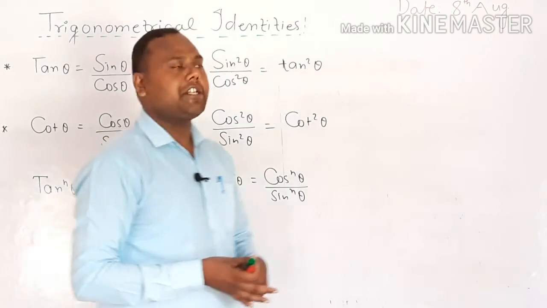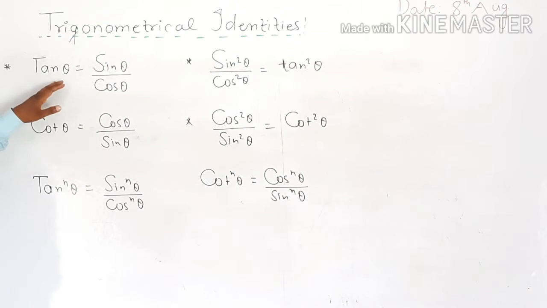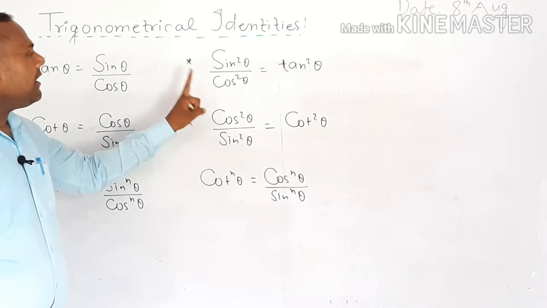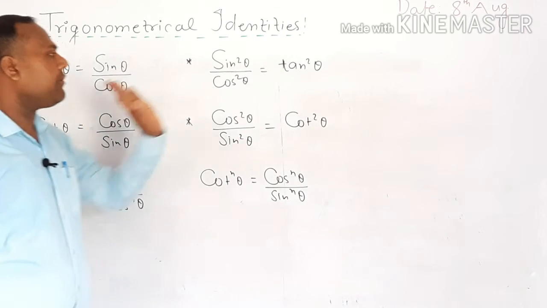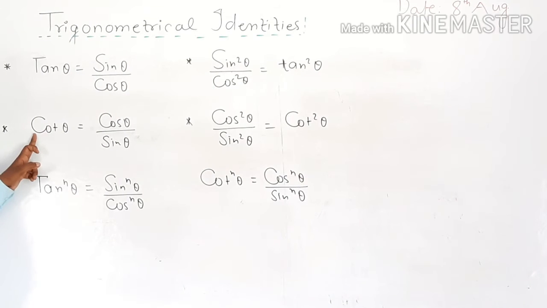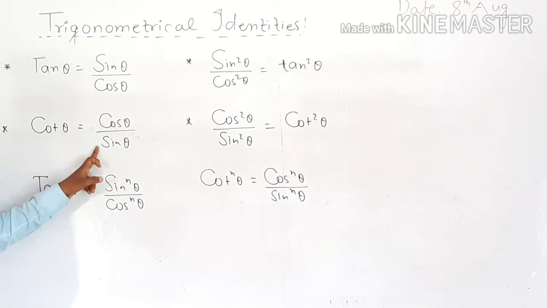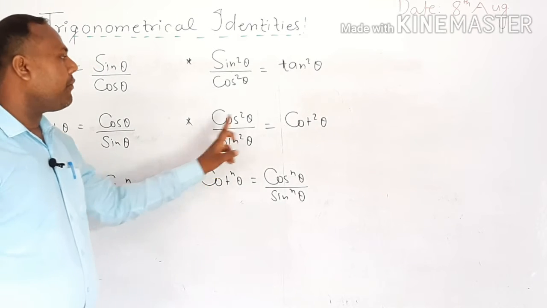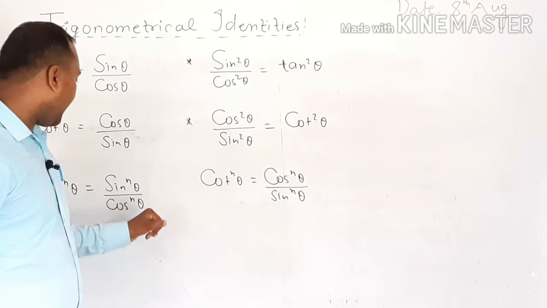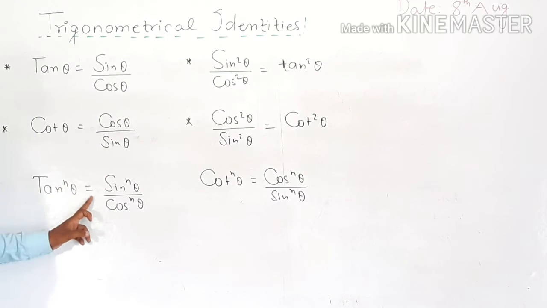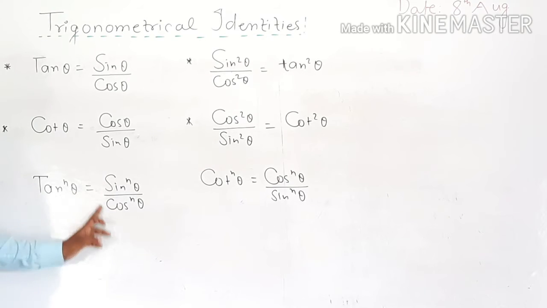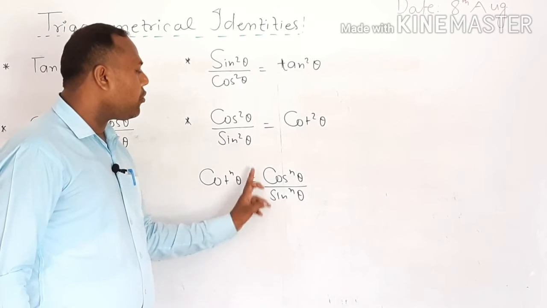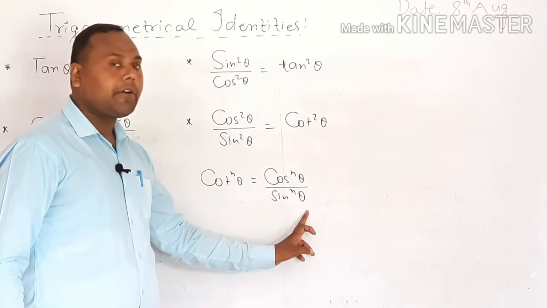So let us proceed. The first formula is tan theta equal to sin theta upon cos theta, and the second one is sin square theta divided by cos square theta will be equal to tan square theta, and the third one is cot theta will be equal to cos theta upon sin theta, and the fourth one is cos square theta upon sin square theta will be equal to cot square theta, and tan to the power n theta will be equal to sin to the power n theta upon cos to the power n theta, and also cot to the power n theta will be equal to cos to the power n theta upon sin to the power n theta.